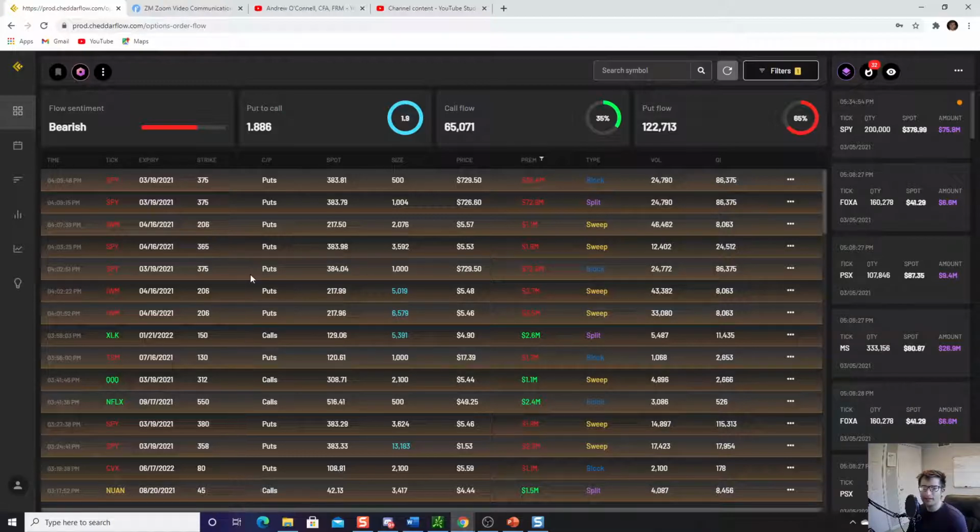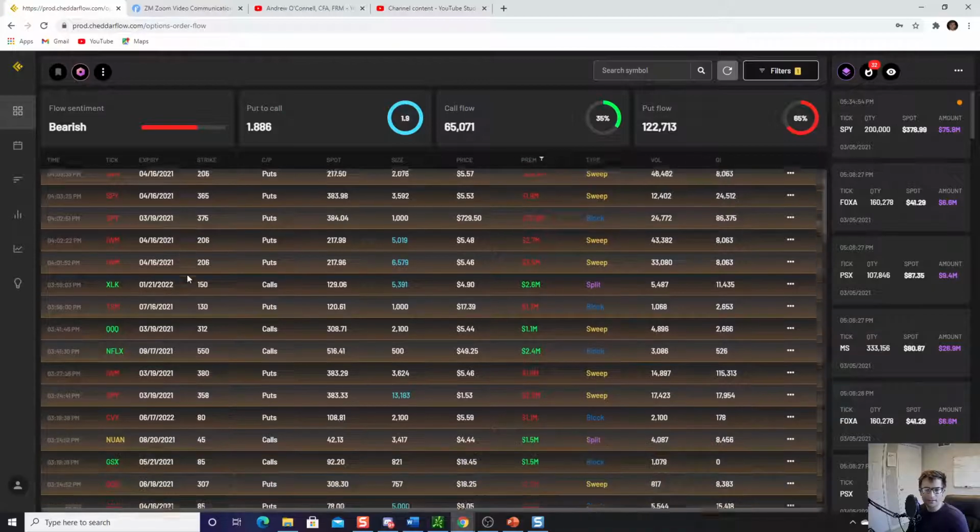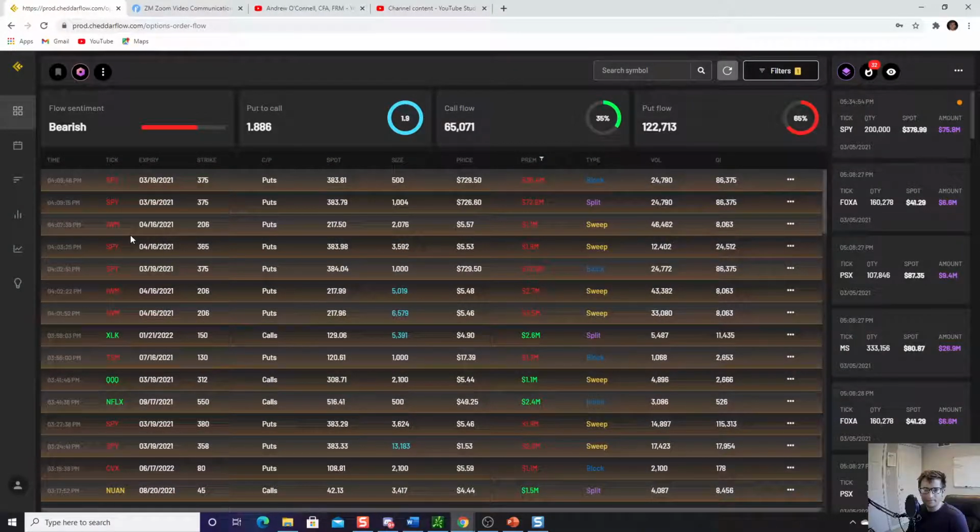And to be honest, it might not even be that. This person might have a $10 billion book, and they're just throwing on some hedges. Maybe for them this is nothing. But that's definitely really big size compared to what I usually see. So, yeah, a lot going on with the options order flow.